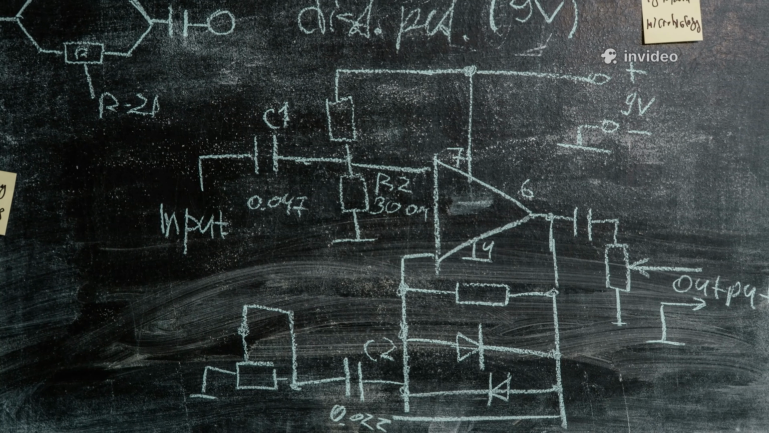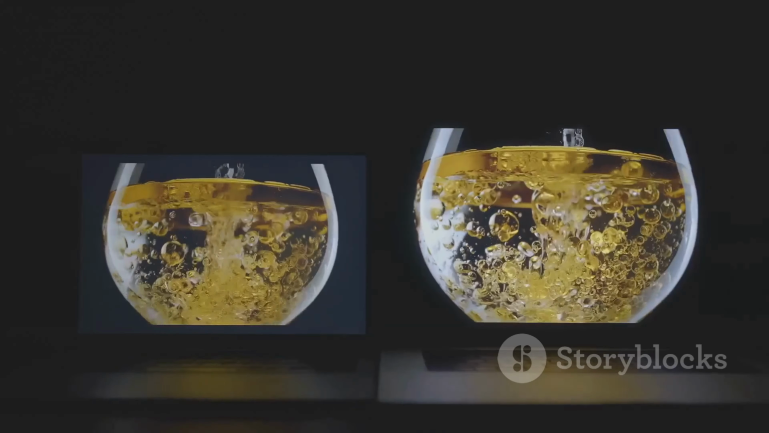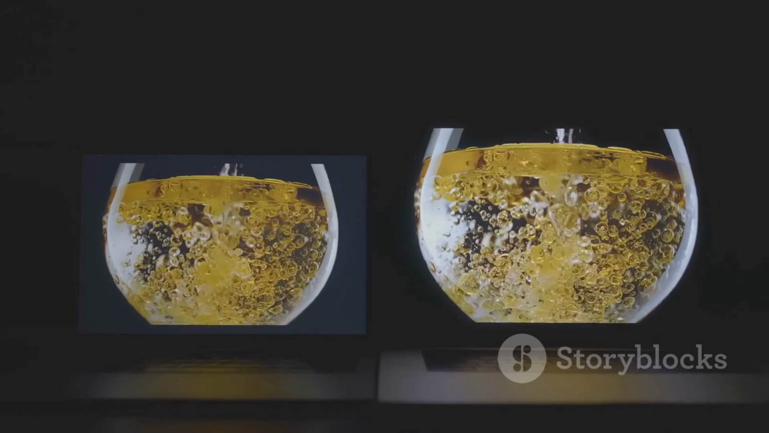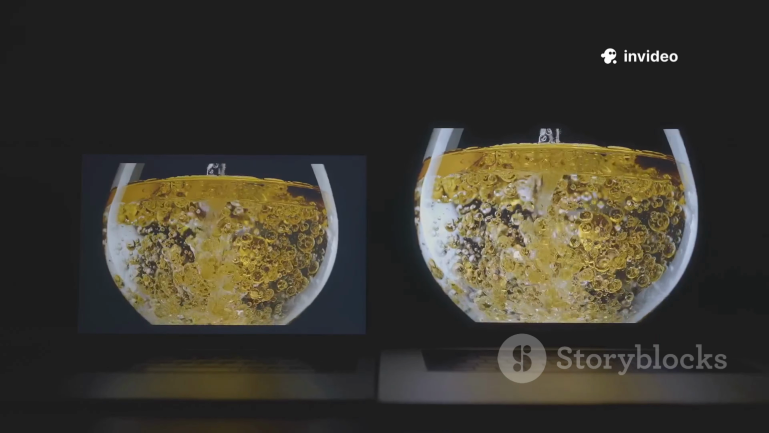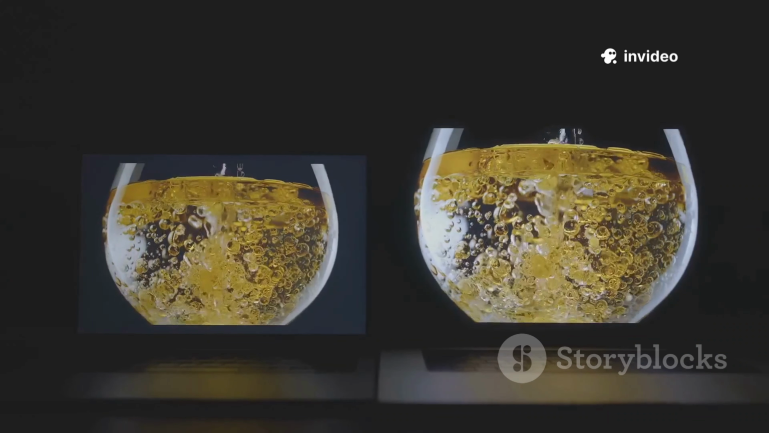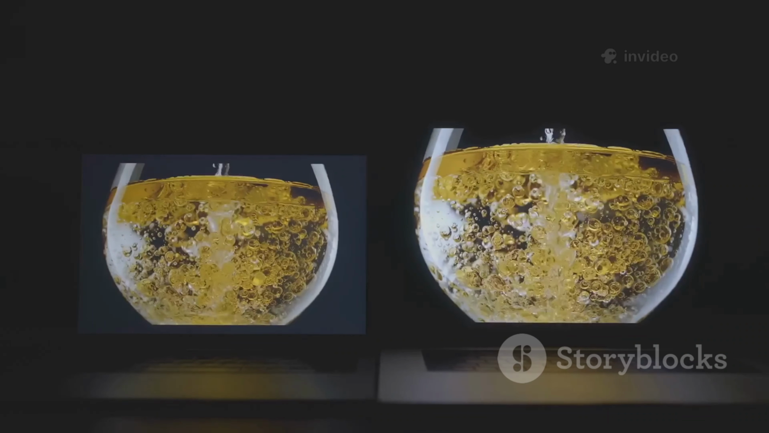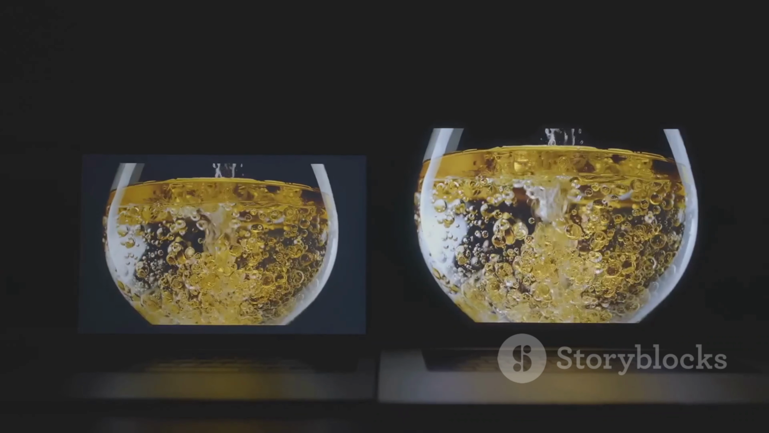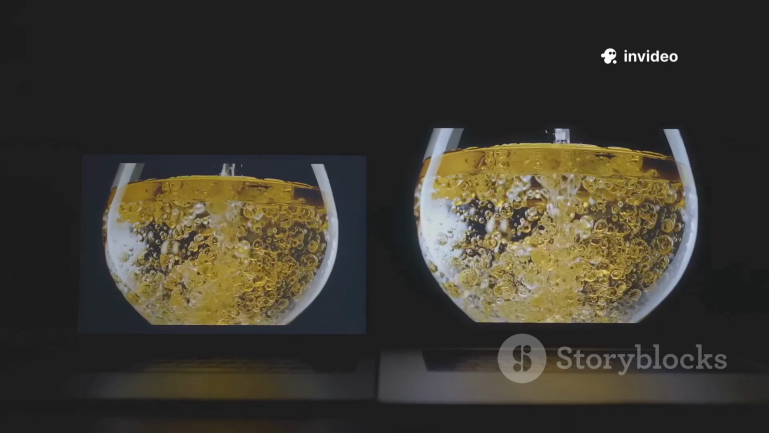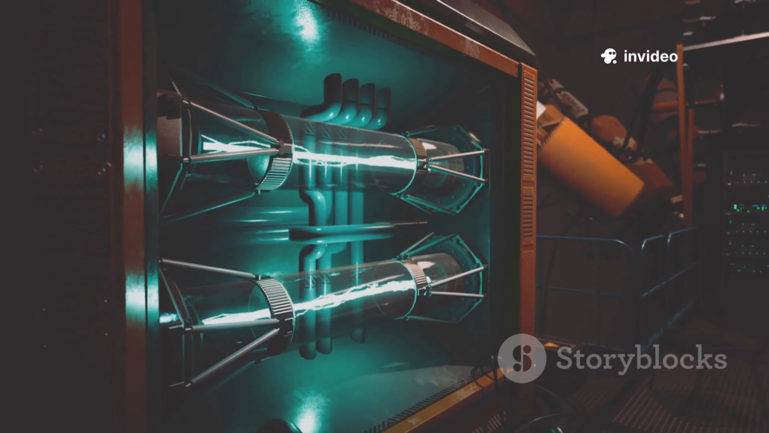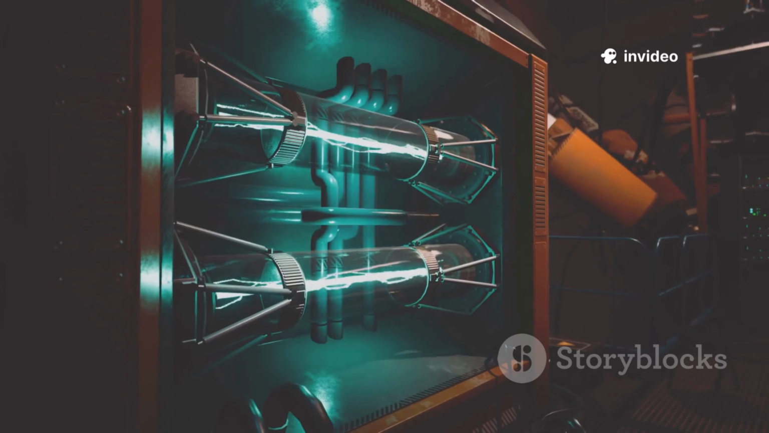Now let's compare series and parallel side by side. Let's dive into the world of circuits and compare series and parallel configurations. Understanding the differences between these two fundamental circuit types is crucial for anyone working with electronics, from hobbyists to professional engineers. We'll explore how current, voltage, and resistance behave in each type, and what the implications are for circuit design and functionality. In a series circuit, there's only one path for the current to flow.